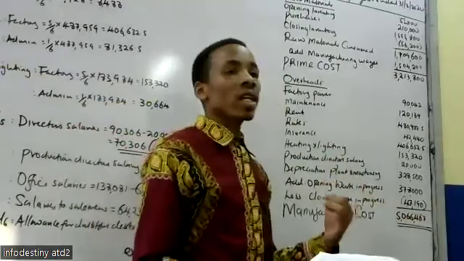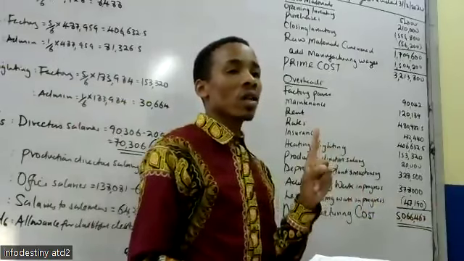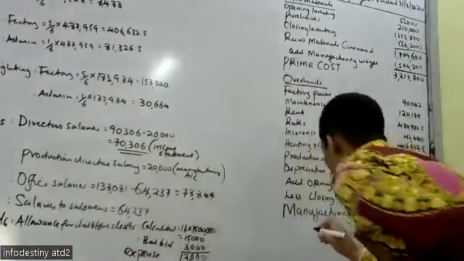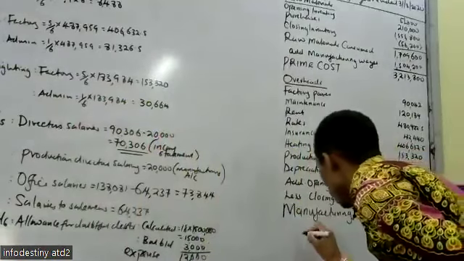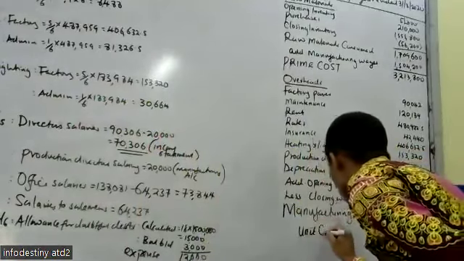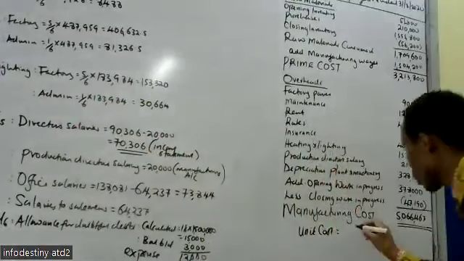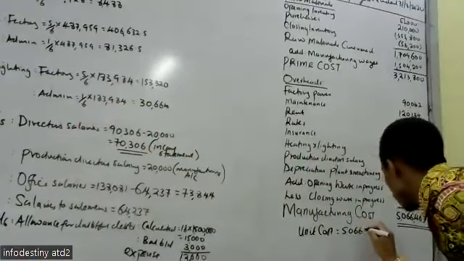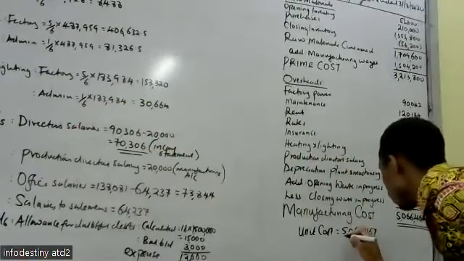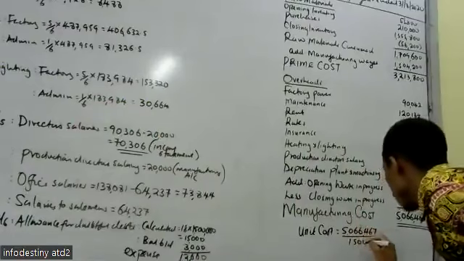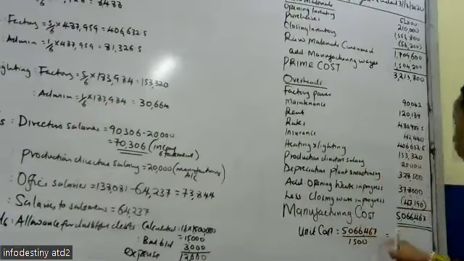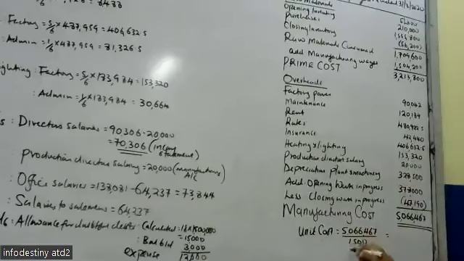So how much did they incur to produce just one unit? So the production cost per unit, or just the unit cost, will be equal to the manufacturing cost divided by the number of units, which is 5,066,467 divided by 1,500. Which is how much?